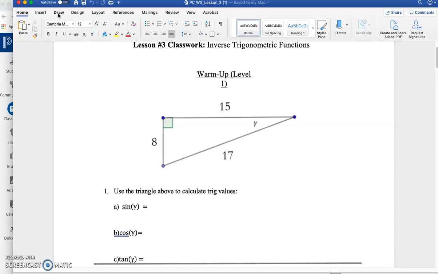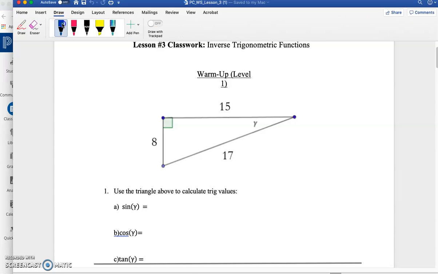So today we are doing lesson number 3, inverse trigonometric functions. And if you recall from class, we use the inverse of trig functions to find angle measurements. So we're going to review that. So for a warm-up, we have our right triangle.